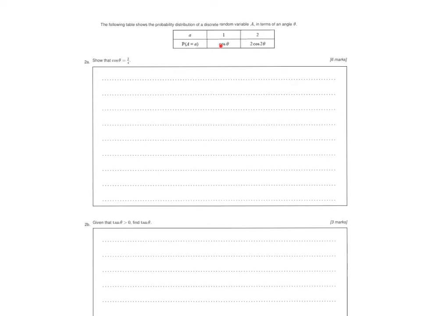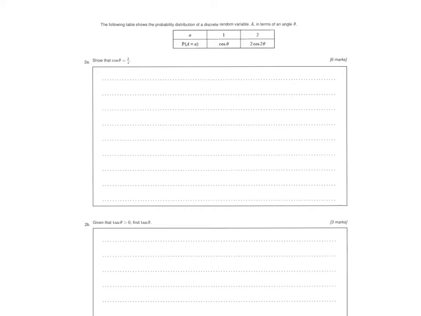So for the outcome 1, the probability is cosine of theta. For the outcome of 2, the probability is 2 cosine 2 theta. Now again, that doesn't look like what we're used to. We're used to these being numbers, but eventually we can find out what those numbers are. If you have a probability distribution, it's a requirement that you have all the options laid out in front of you in this.